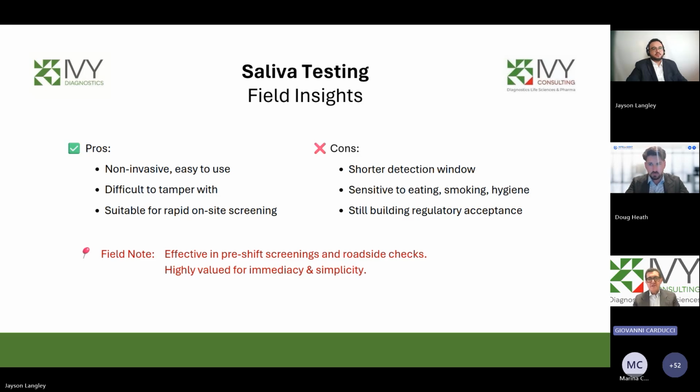If we focus on field notes, it is 100% effective in pre-shift screening, and when it comes to criminal justice, it is the matrix that is used for roadside testing. And I value it for simplicity and immediacy.